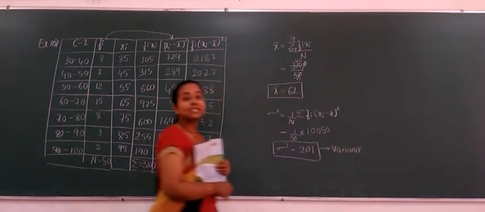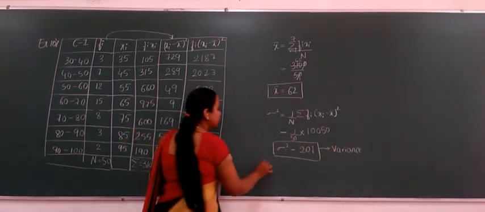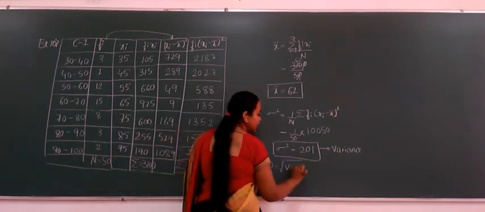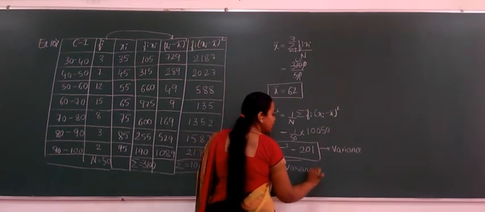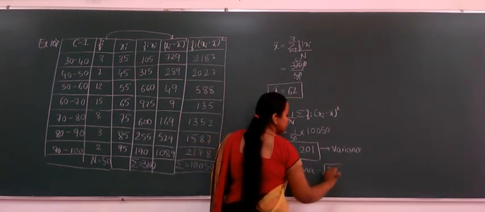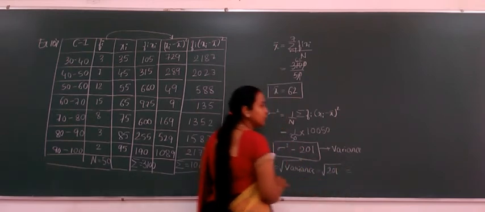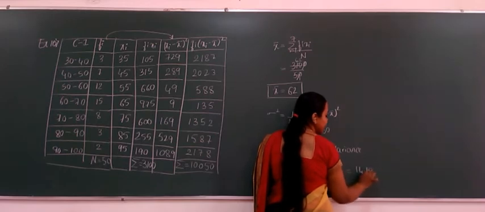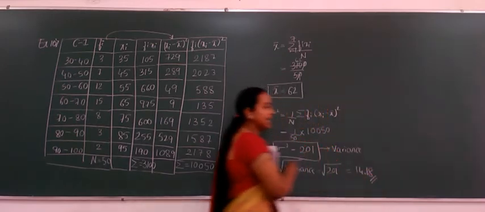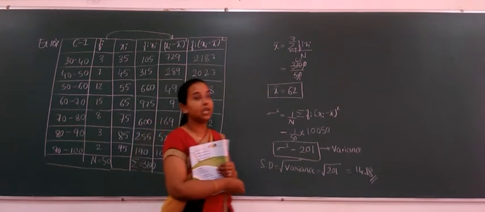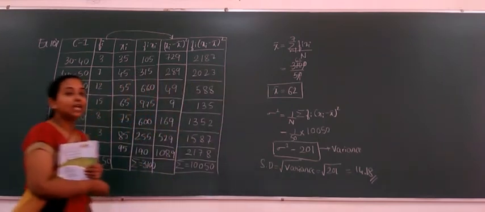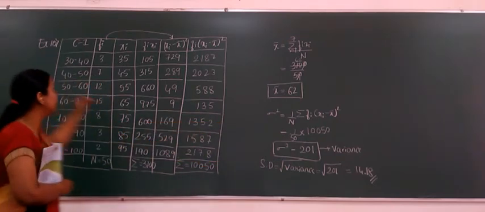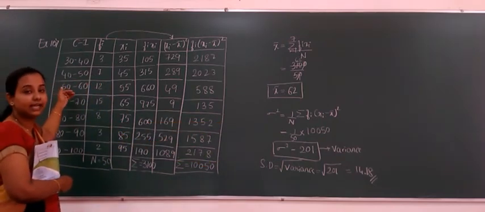You have to calculate standard deviation. We know that standard deviation, SD, is the root of variance. We have got variance as 201. So what is the root of 201? It will be 14.18. So what is this 14.18? It is the standard deviation. This is how you will calculate the mean, variance and standard deviation for continuous data.